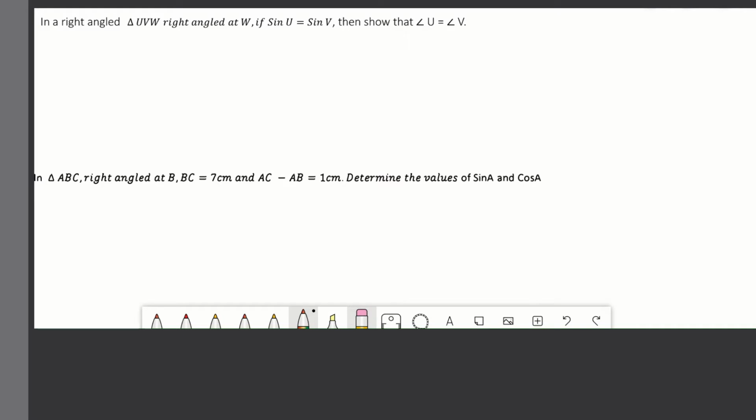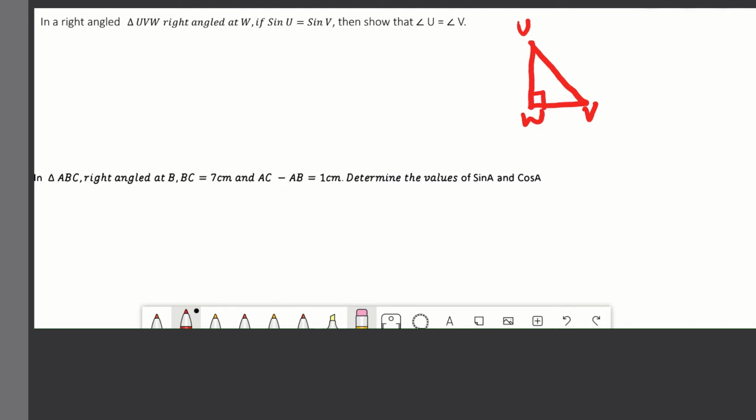In a right angle triangle UVW, right angle at W, and if sine U equal to sine V, show that angle U equal to angle V. So what we have to do is we have to draw a right angle triangle UVW. So U, V and W, given that it is right angled at W.